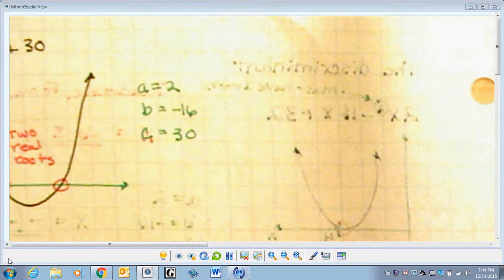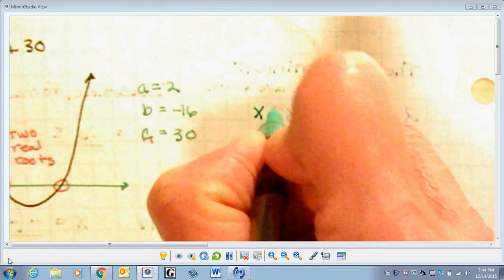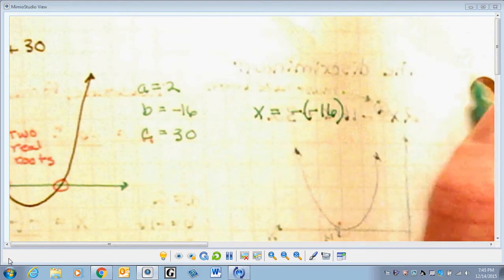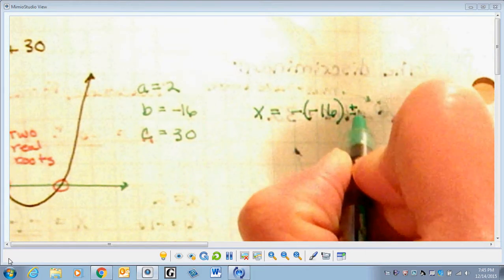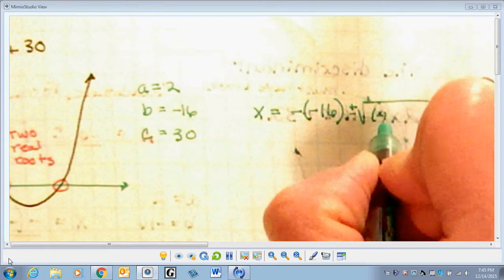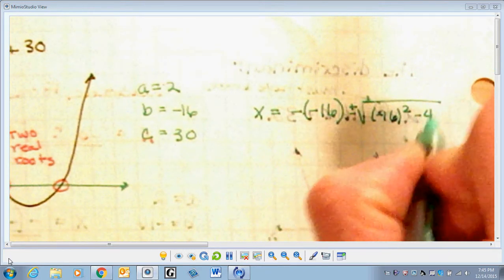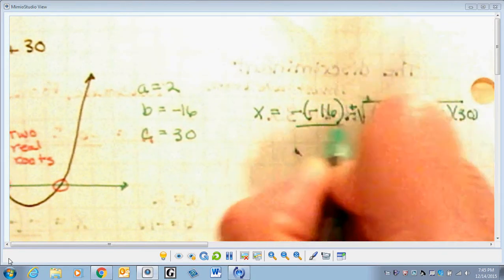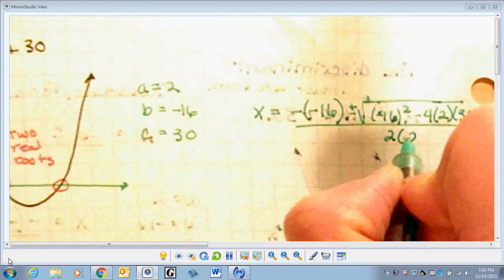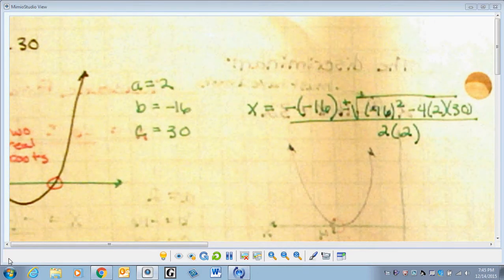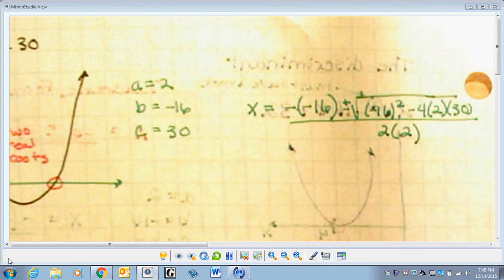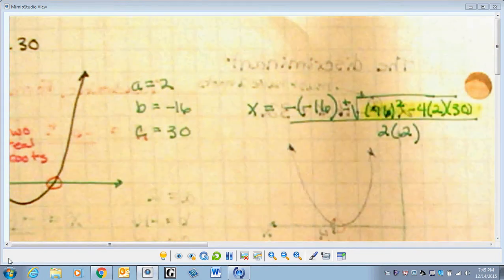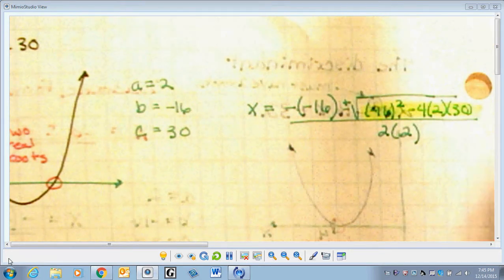So, oops, don't want to use red. So we have x is equal to negative b, which is negative 16, plus or minus the square root of negative 16 squared minus 4 times 2 times 30, all divided by 2 times 2. So we're going to go ahead and look at just the discriminant, which is just this yellow part here.